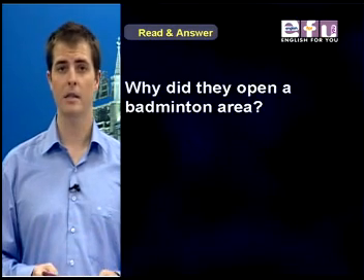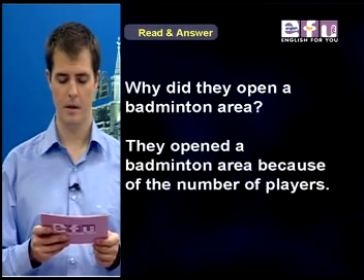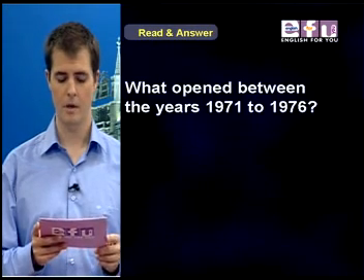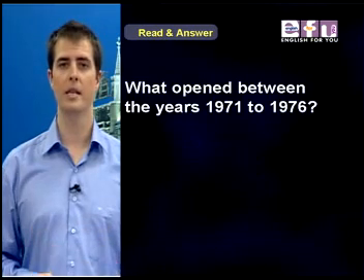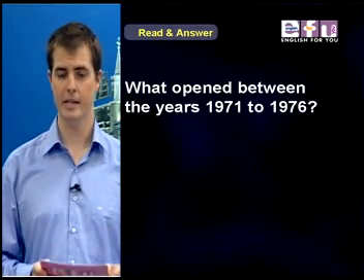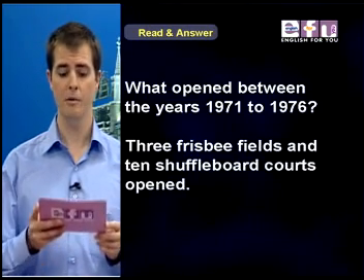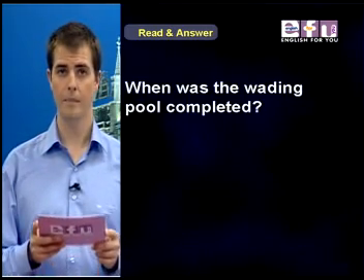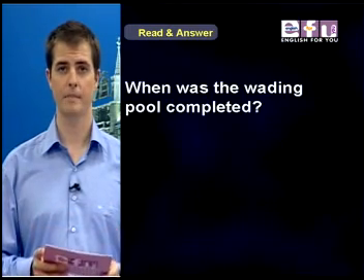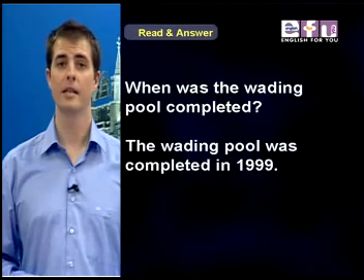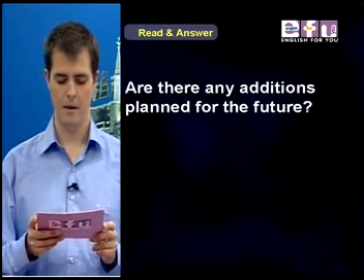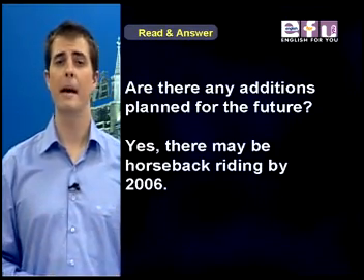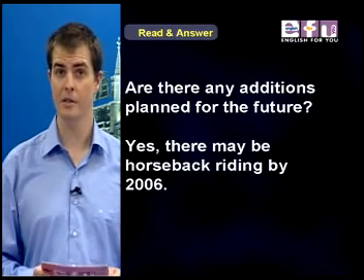Number 7, why did they open a badminton area? They opened a badminton area because of the number of players. Number 8, what opened between the years 1971 to 1976? 3 frisbee fields and 10 shuffleboard courts opened. Number 9, when was the wading pool completed? The wading pool was completed in 1999. Number 10, are there any additions planned for the future? Yes, there may be horseback riding by 2006.